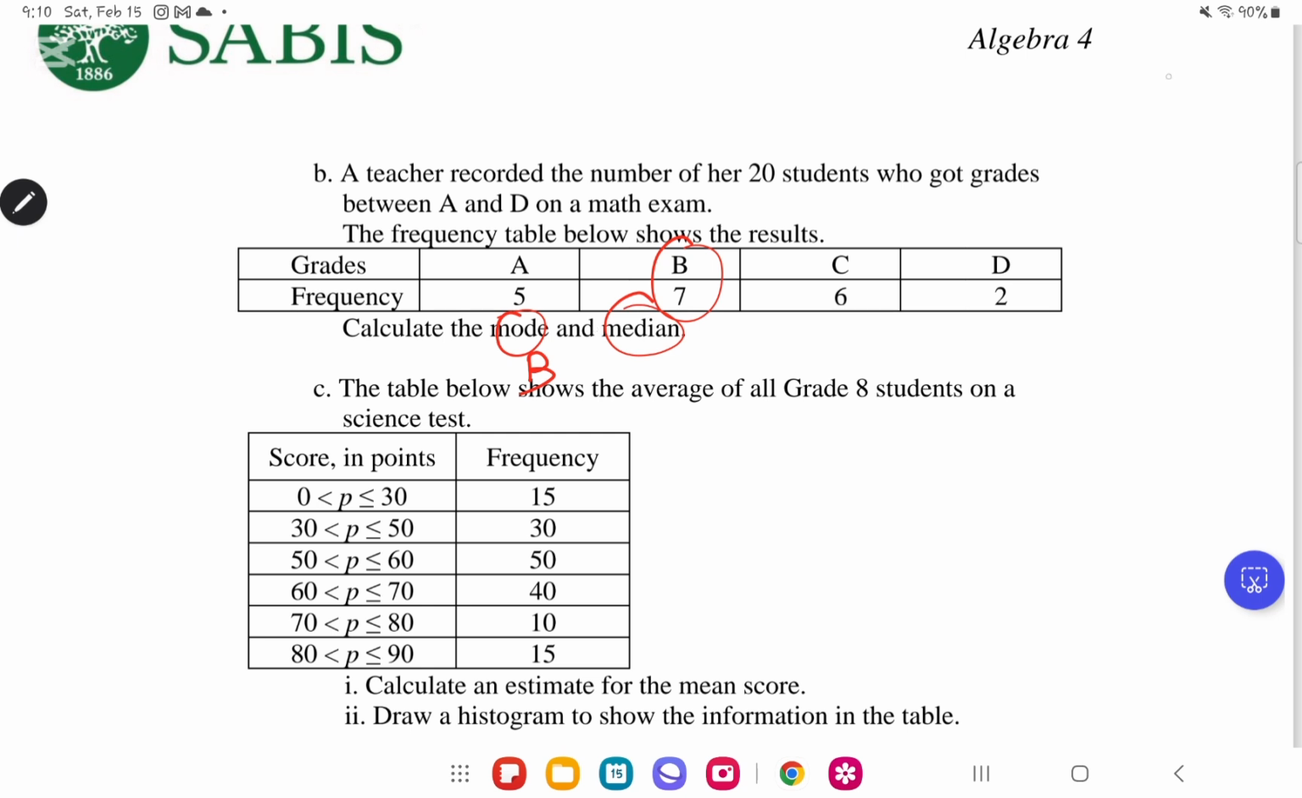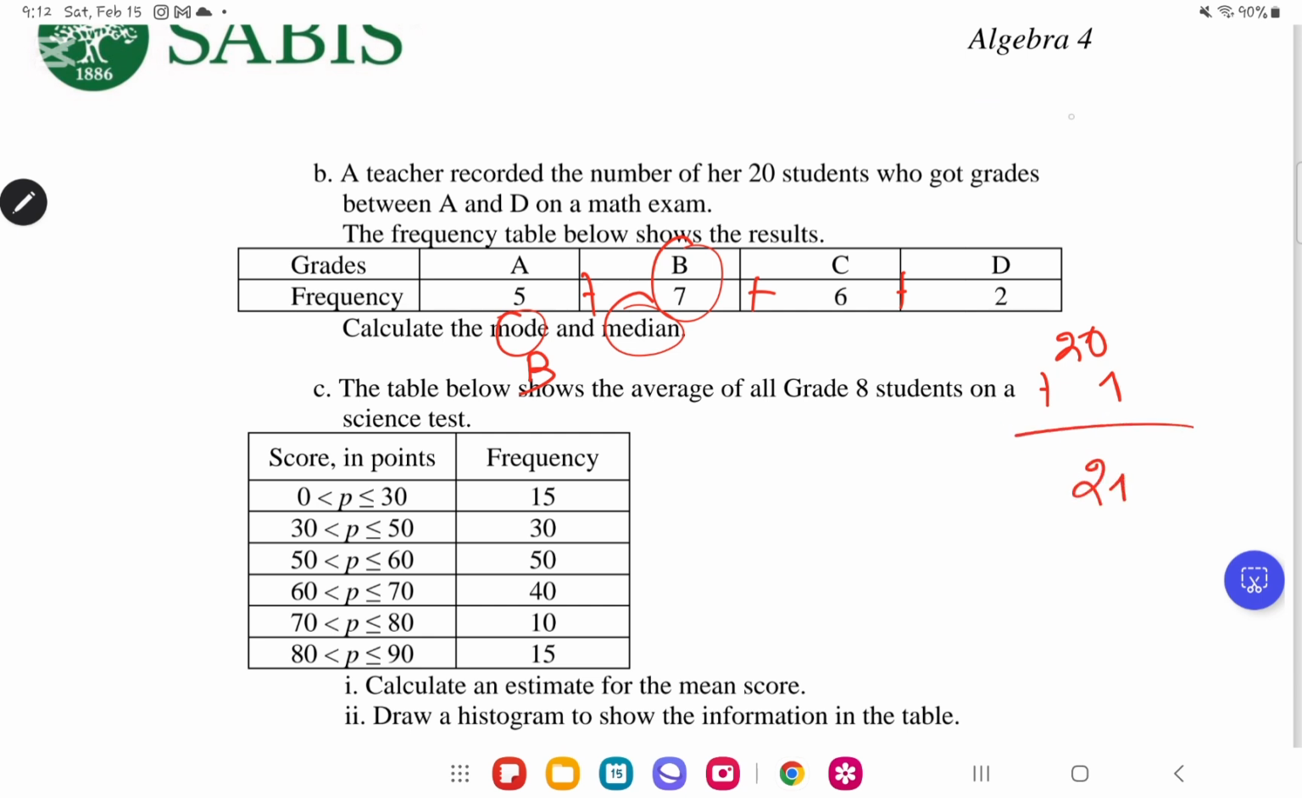Moving on to the median. How do we find the median? We're going to add everything, so it's 5 plus 7 plus 6 plus 2. We are going to get 20. Because we're dealing with a table, we are going to add 1, so 20 plus 1 becomes 21.